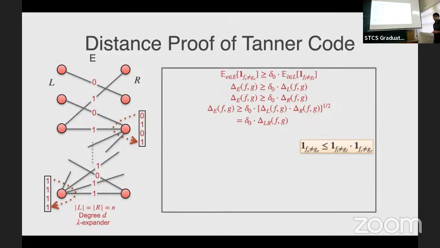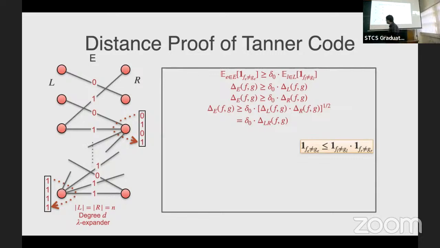Maybe I'm missing the argument here. We want to eventually give a bound on delta E of f comma g. What we end up obtaining is first a lower bound on delta LR of f comma g, provided f and g are different. So either f and g are the same or there is a lower bound on delta LR. And I presume the last point you were making is that if you're working with a complete bipartite graph, then delta E and delta LR are the same.